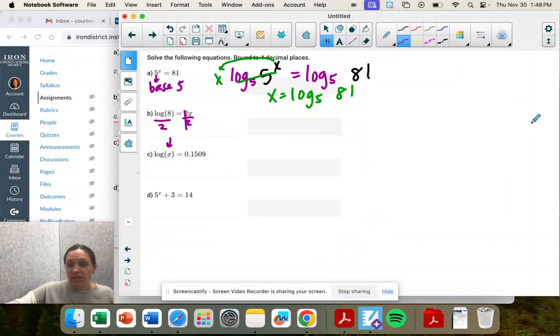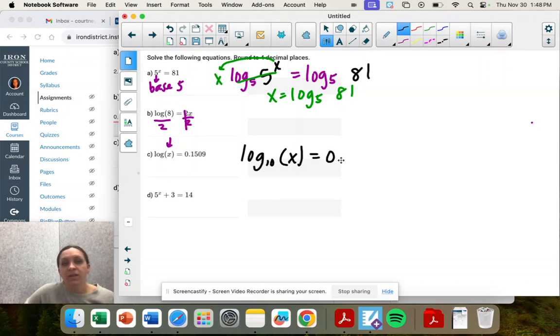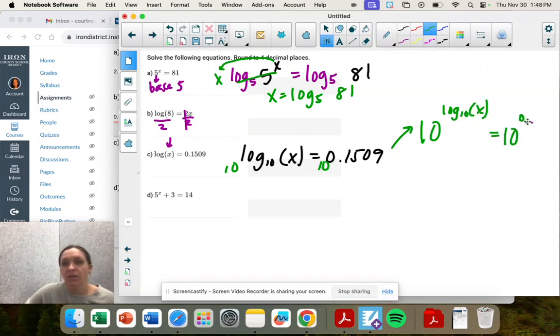On this one, our next one, the x is inside the parentheses next to the log. It's the argument. So remember, when there's not a base, it's base 10. And that's the base of the exponent that we have to use to solve. So we're going to raise both of these to a power, and I'll rewrite it so you can see what I mean. So I have 10 to the power of log 10x equals 10 to the power of 0.1509.